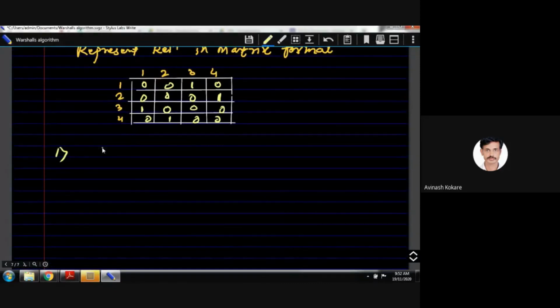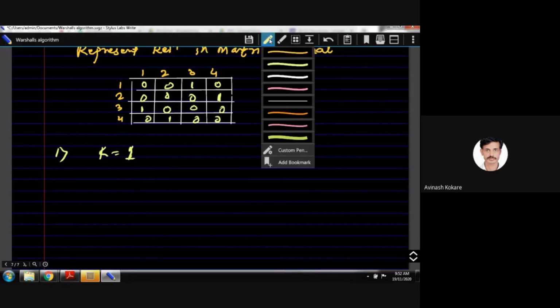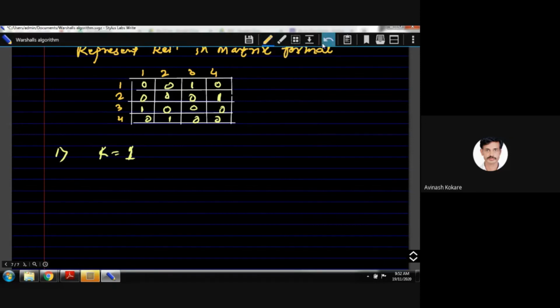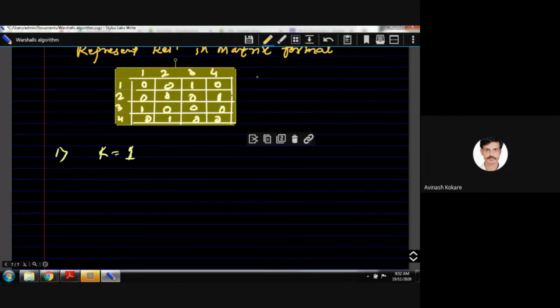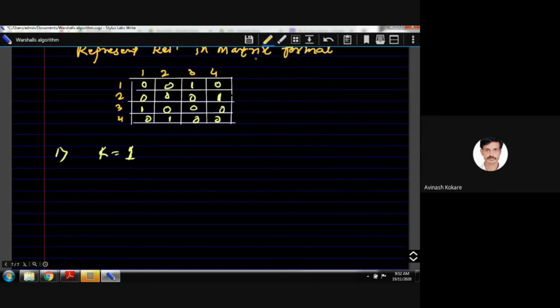Now first iteration, k equals 1. So what will you check for this column? Let me first copy this, we will require it for modifying. First mark this as the first column, k equals 1, and check which row is containing 1. So row 3 is containing 1.